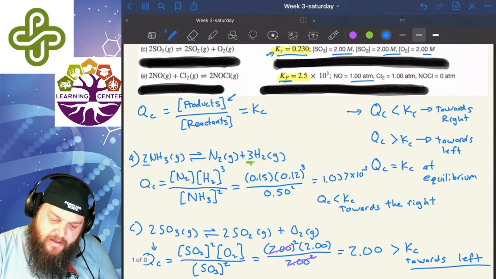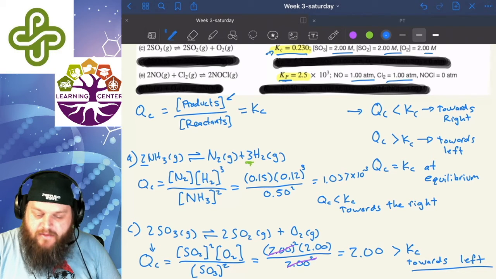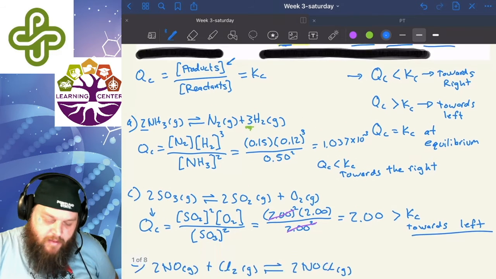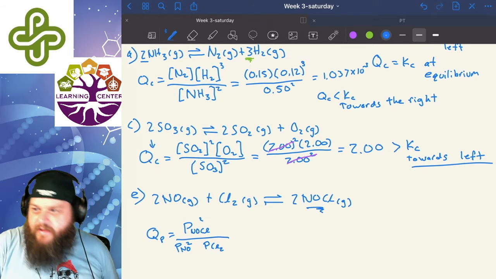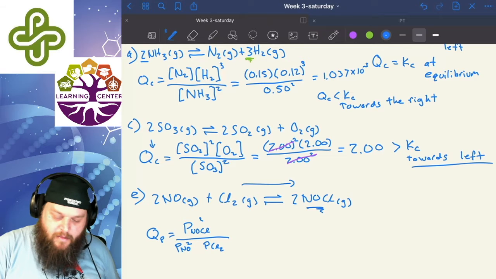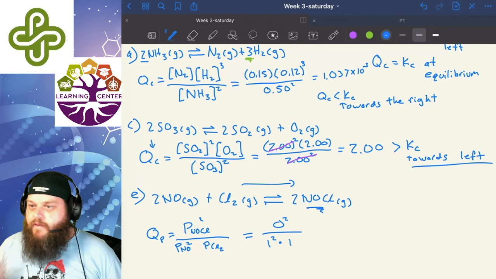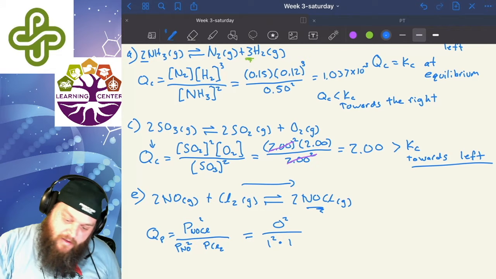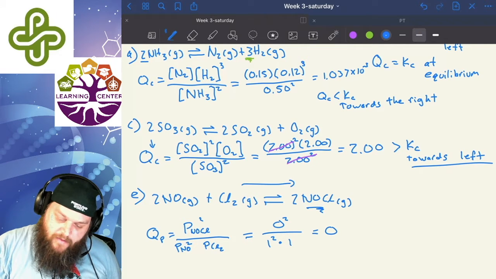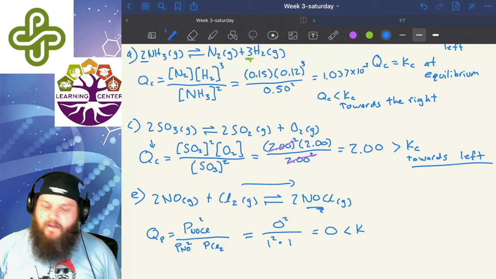And the pressures they give for this: NO gas is 1 atmosphere, Cl2 gas is 1 atmosphere, and NOCl is 0 atmospheres. So there's no product just yet. This reaction really hasn't started. So we don't even have to do the math to know this is going to move towards the right. But just to put that in mathematically, this is 0 squared divided by 1 squared times 1 atmosphere of each of those at the bottom. We can see that this is a Qp value of 0, which is going to be less than K. I don't even care what K is. 0 has to be less than K because K has to be a positive value.